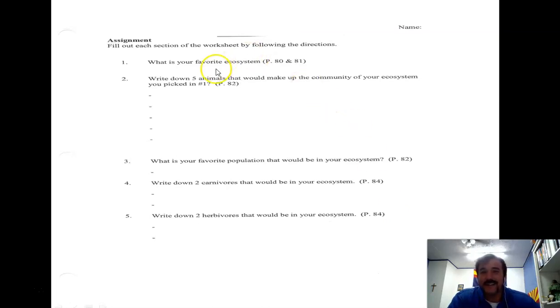It's kind of the same type of thing, but now we're thinking of number 3. What's your favorite population in your ecosystem? We talked about communities that would make up the animals in your community, then the population. That's one thing. Then specifically in your ecosystem, what are 2 carnivores? Remember a carnivore? Those are the meat eaters, and then on the bottom 2 herbivores. Those are the plant eaters.